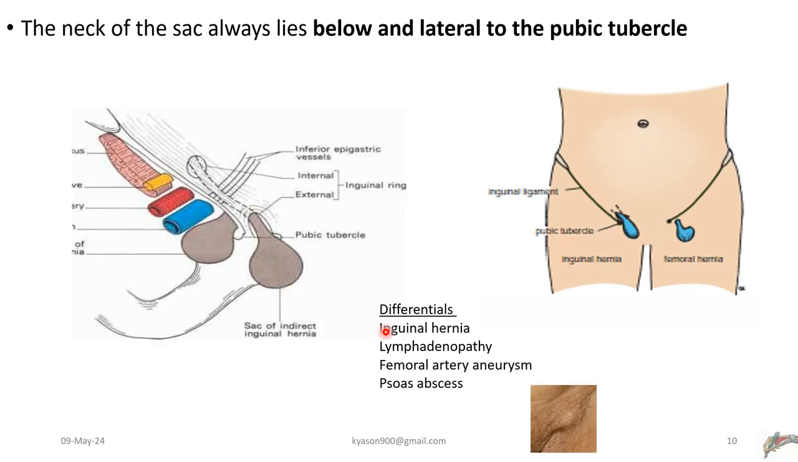We've seen how we can differentiate a femoral hernia from an inguinal hernia. Femoral hernias are lateral to the pubic tubercle. Inguinal hernias are medial. So with that landmark in mind, you can easily differentiate a femoral hernia from an inguinal hernia.